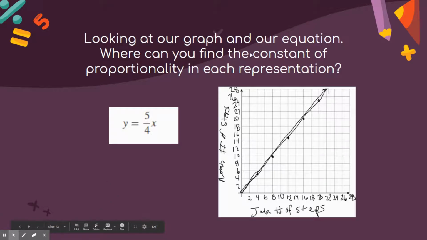All right, looking at the graph of our equation, let's talk about where we can find the constant of proportionality of each. In an equation it's super easy. It's right here, whatever number is multiplying by x. However, in the graph, it's a little bit harder. The constant of proportionality is found in the steepness, the distance from one point to another. So 5 over 4 is our distance here. It's either there or it's in that distance from one point to another.